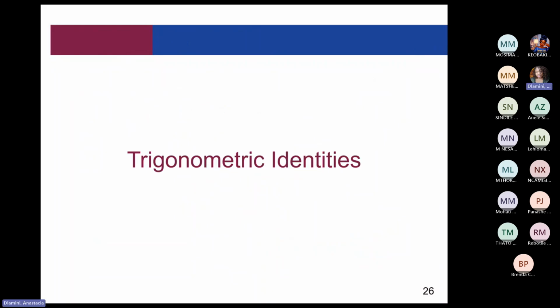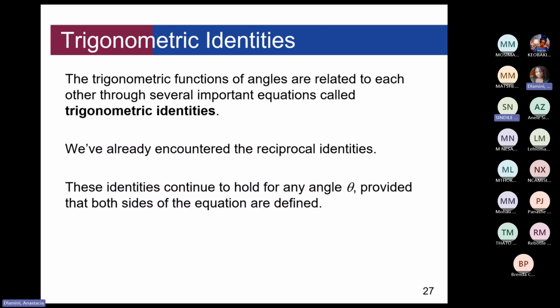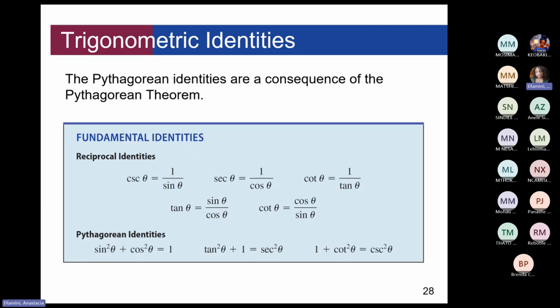Trigonometric identities. The trigonometric functions of an angle are related to each other through several important equations called the trigonometric identities. We have already encountered the reciprocal identities. That is 1 over cos, that's your sec, 1 over sine, that's your cosec, 1 over tan, that's your cot. Those are called reciprocal identities. These identities continue to hold for any angle theta, provided both sides of these equations are defined.